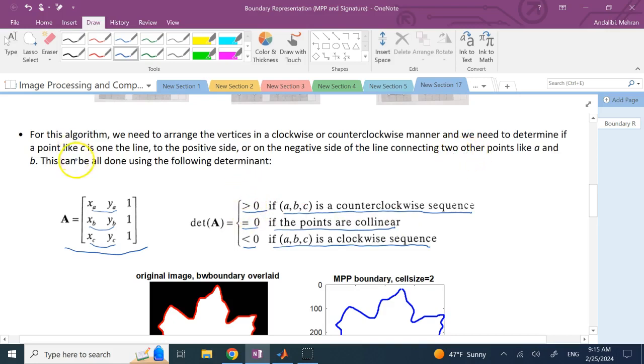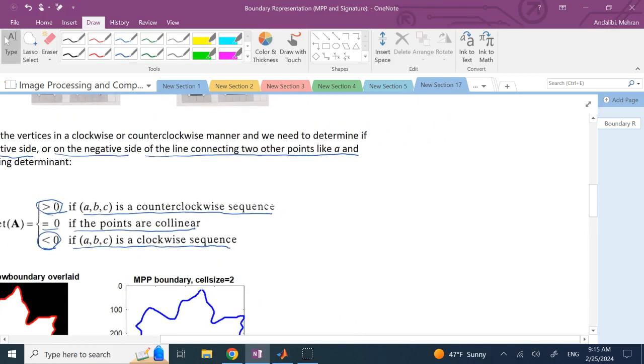It means that you can see if point C is on the positive side or on the negative side of the line connecting points A and B. So if I want to check whether this C is on the line connecting A to B, or on the positive side or the negative side of it, again, I can look at the sign of what? This determinant. Let me give you a numerical example that might make it more interesting.